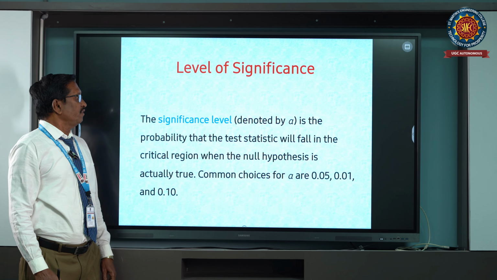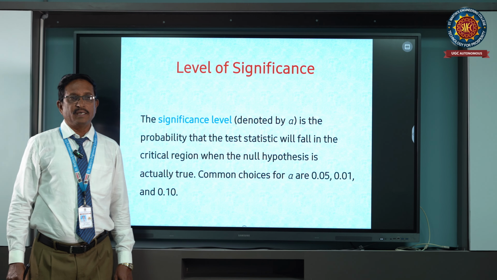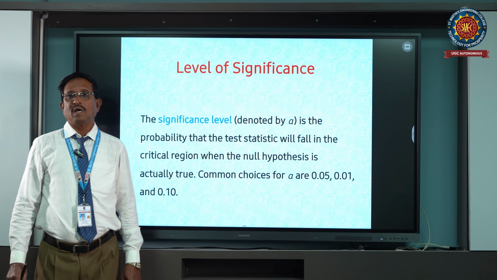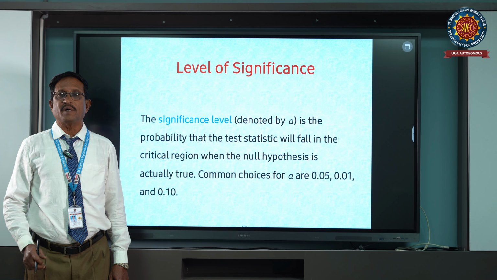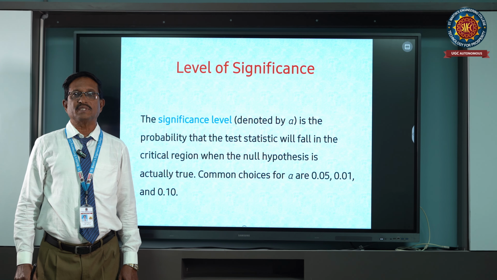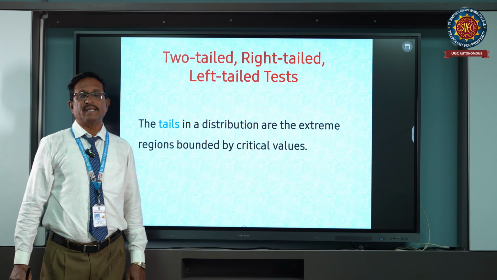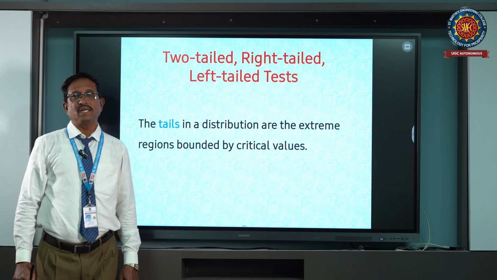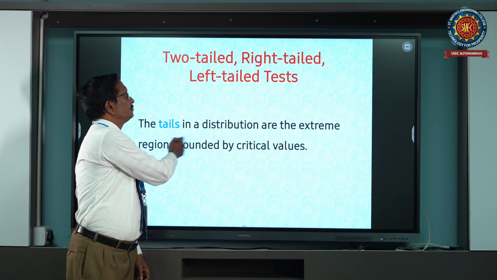Next one, level of significance. The level of significance is denoted by alpha. This is the probability of type 1 error. We will choose alpha as either 1%, 5%, or 10%. Next, tail tests. There are three: one is a two-tail test, next is a right-tail test, and another is a left-tail test.